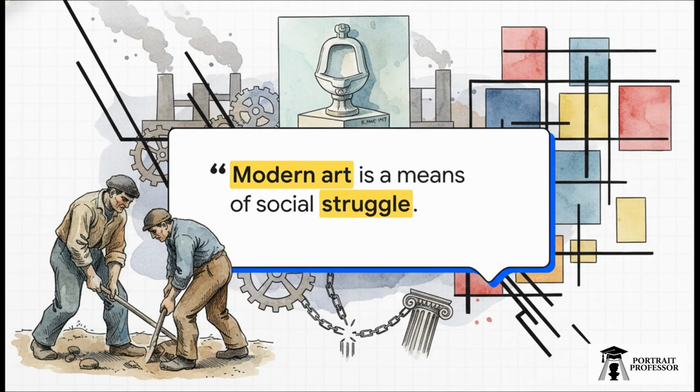We can really wrap up this historical context by looking at the words of the great muralist Diego Rivera, who called modern art a means of social struggle. And he was spot on. This entire era, from Courbet's unidealized peasants to abstract squares of color, was a deliberate, challenging reaction to the status quo. It was a fight against old traditions in a newly industrialized, rapidly shifting world.